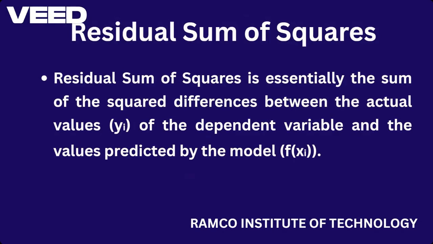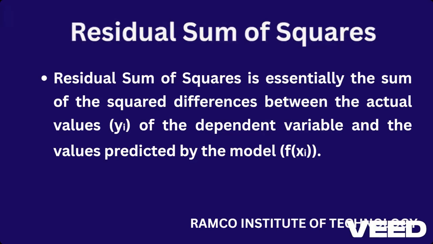Mathematically, the best fit line is obtained by minimizing the residual sum of squares. So let us see what is residual sum of squares. It is nothing but the sum of square difference between the actual value of the dependent variable and the values predicted by the model.